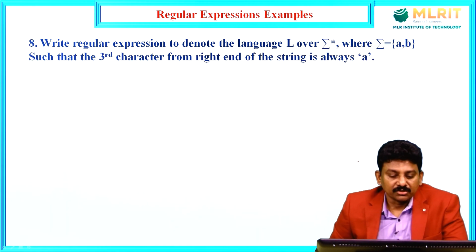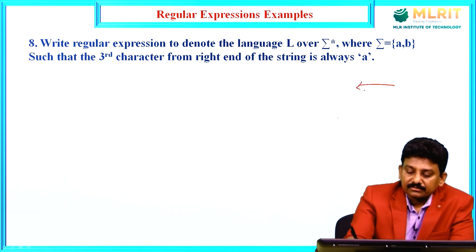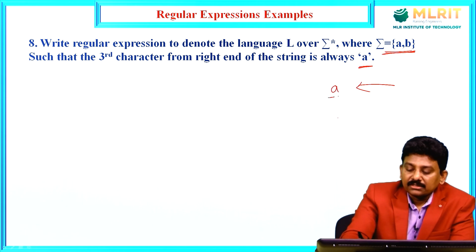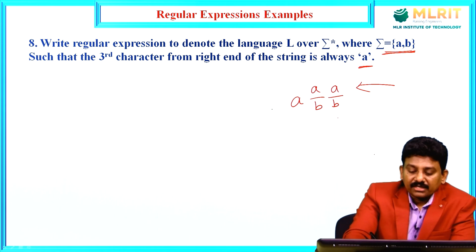Next, write regular expression to denote the language L over sigma star where sigma is equal to {A, B} such that the third character from the right end of the string is always A. So the first character from the right end is anything, either A or B. Input alphabet is either A or B. The last but one character is either A or B. The third character from the right hand must be A. The fourth character, fifth character and so on may be anything, A or B, and so on.